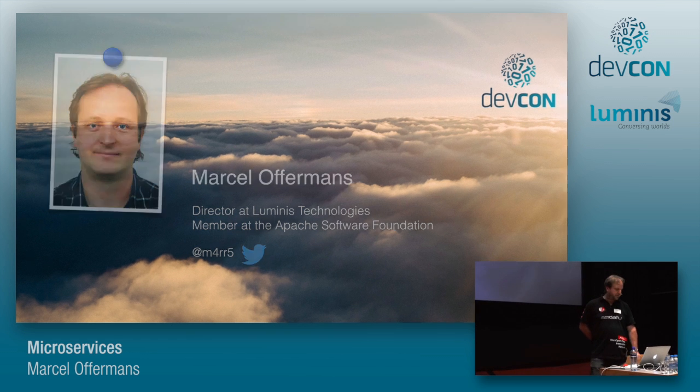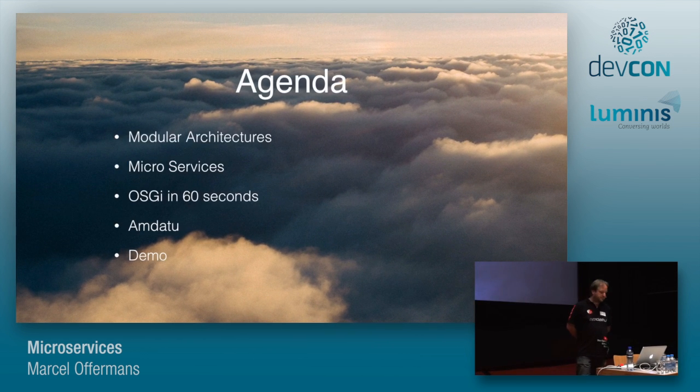So let's move on with the agenda. Before we actually start talking about microservices, it might be worth spending a little bit of time talking about modular architectures and why we even would want to use those. Then we'll dive into microservices, trying to define what they are, what characteristics they have, to describe the architectural style. Then I need to do a quick introduction of OSGi. I probably won't make it in 60 seconds, but I promise not to spend too much more time on it.